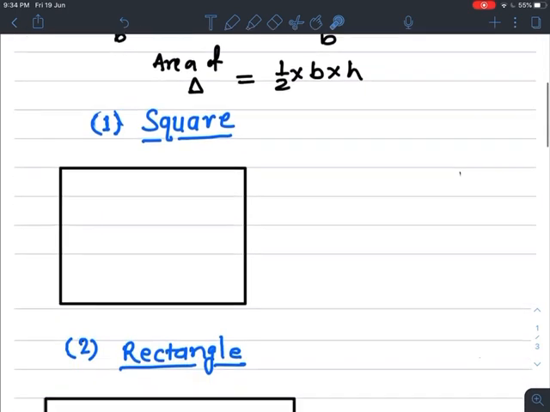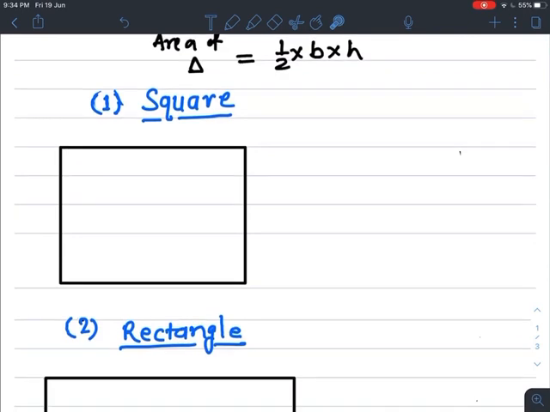Now, we have to find the area of a square. A square is a quadrilateral whose all sides are equal and each angle is 90 degrees. So, this property we have to use. I will draw a diagonal of this square. Due to this diagonal, the square is divided into two triangles. Now, this is one triangle and it is a right angle triangle.